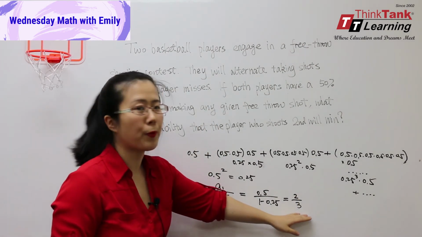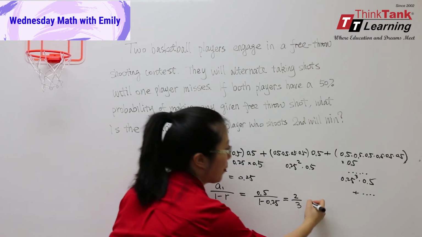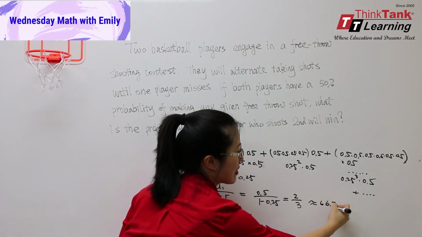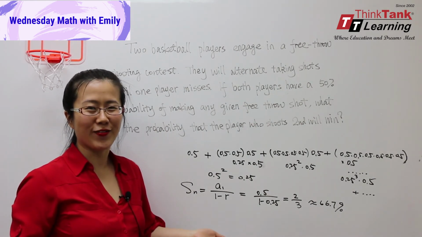So the total probability that the second player wins is 2 over 3, which is approximately 66.7%. So the odds are in the second player's favor.